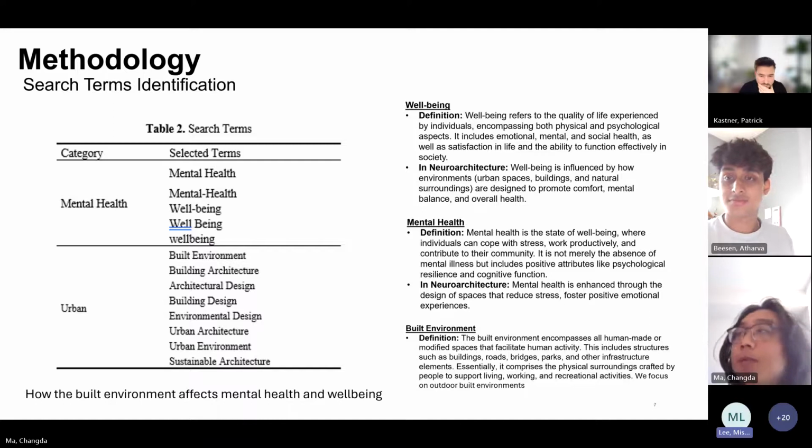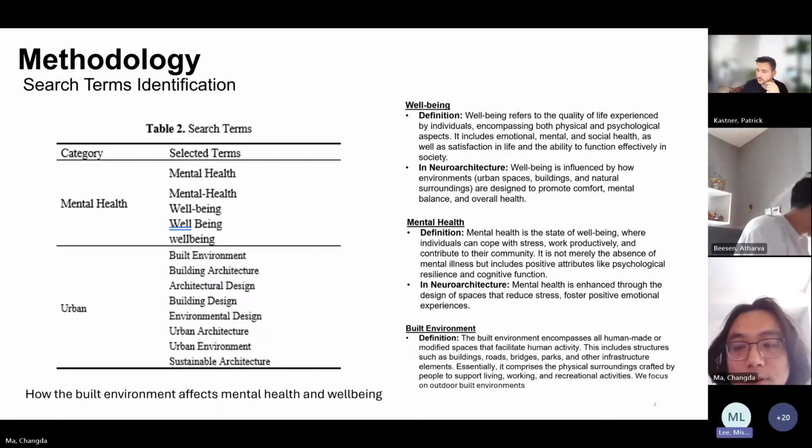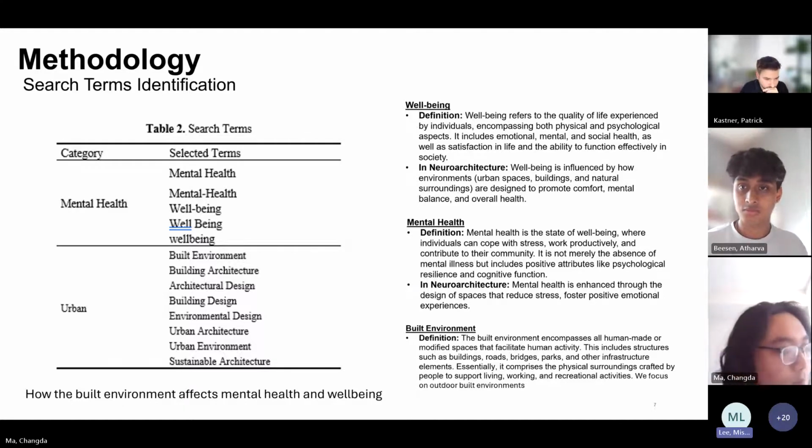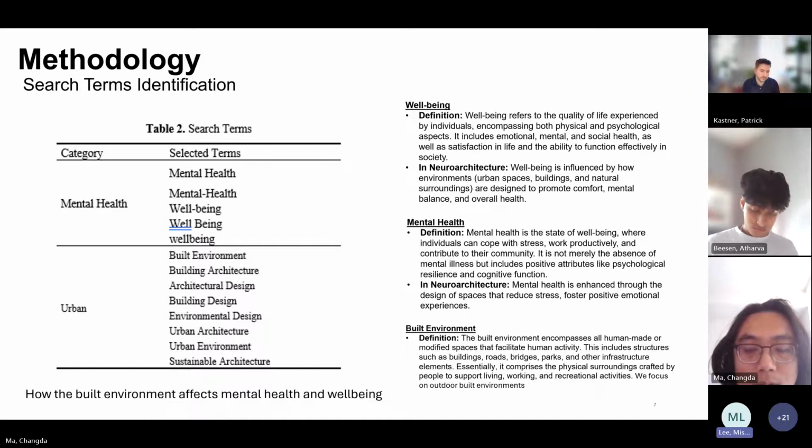Just like how we started, as you said, we read some literature reviews about neuroarchitecture to get a feel for what the field was about. After reading those articles, the team discussed what we were interested in, and we were mainly interested in the architecture and urban aspects of mental health. The team came up with many different search terms, and then the professors helped narrow them down into the ones you see on the slide. We are looking at how the built environment affects mental health and well-being.